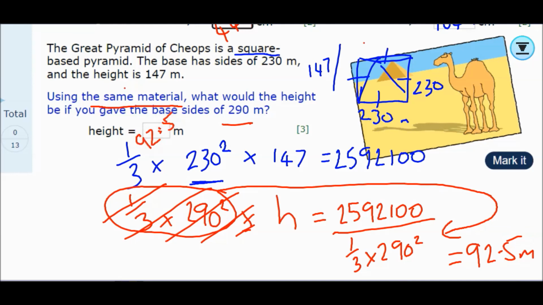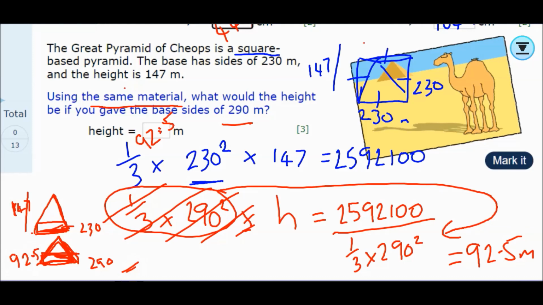And if we think logically, if my base area was 230 wide, my sides 230 wide, it would be 147 high. If I make my base area bigger, so if that's now 290, I'm using the same materials, it's not going to be as high. So having a height of 92.5 from 147 would make logical sense. It's going to not be as high because I'm using more width on the base.